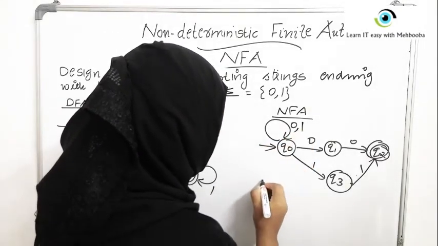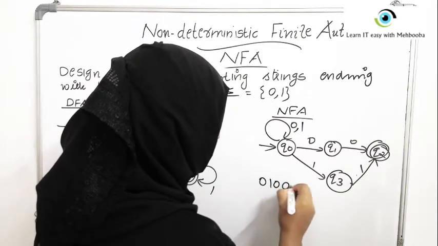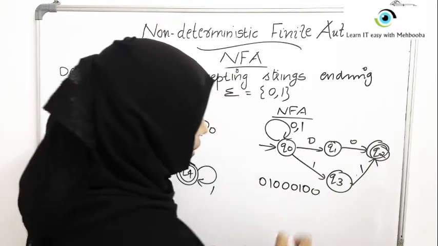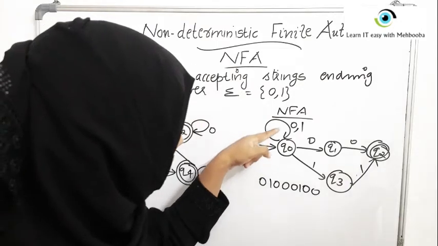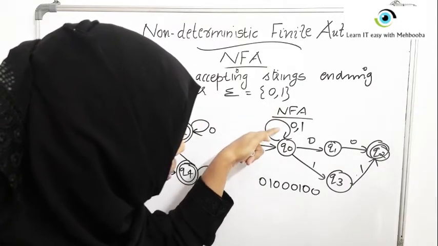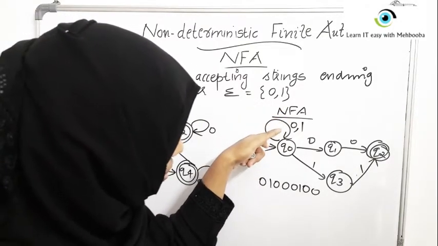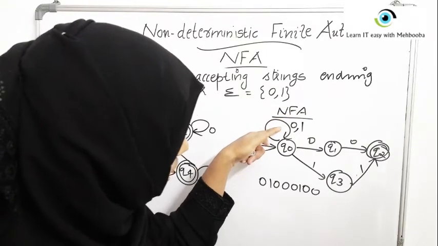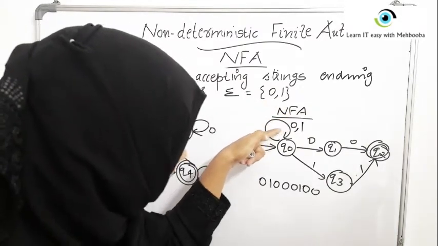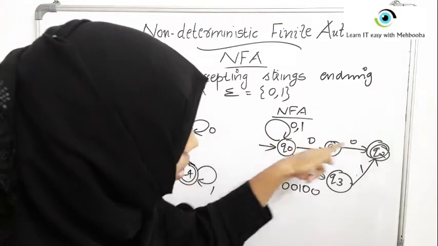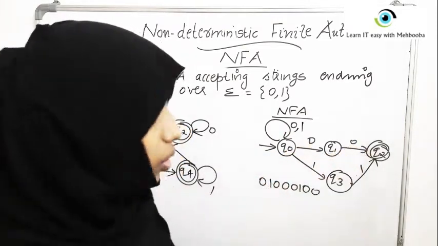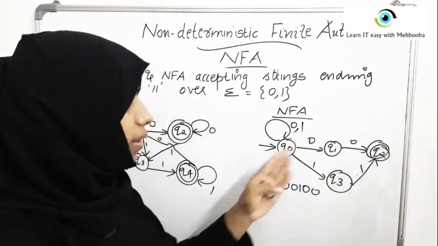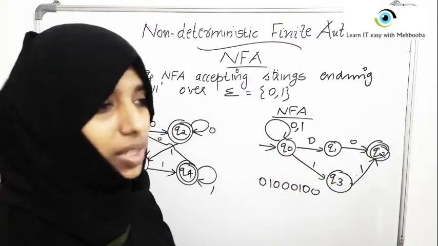For example, if the string is 0 1 0 0 0 1 0 0. When 0 comes, just stay here. When 1 comes, just stay here. When 0 comes, just stay here. When 0 comes, just stay here. When 1 comes, just stay here. When 0 comes, go here. When 0 comes, go here. So any string that ends with 00 or 11 will be accepted.